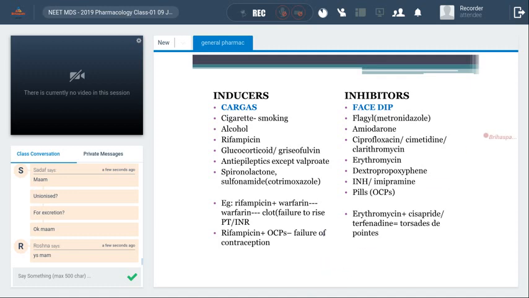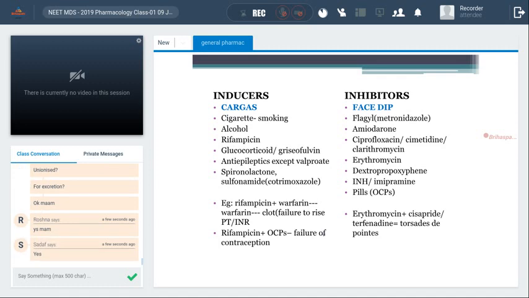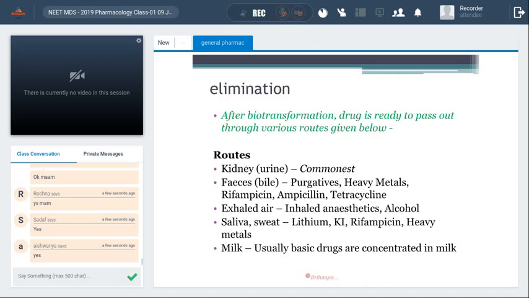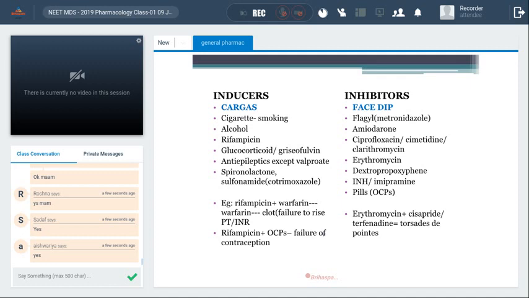Did you understand the concept of inducers and inhibitors? Okay, now we'll see examples for enzymes, inducers and inhibitors. Now I just told you the drugs which will induce the synthesis of more enzymes, so more metabolism happens, because the metabolism is because of these enzymes. Drugs which inhibit the synthesis of these enzymes, so less metabolism happens.